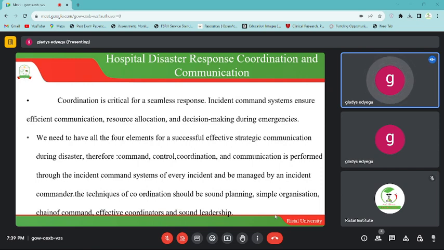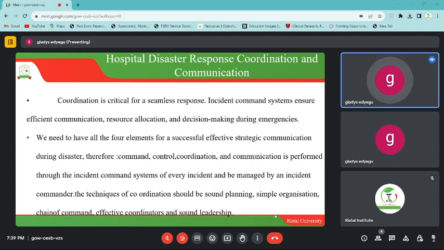Then decision making during emergencies is very key, and you cannot have a decision when you don't communicate. Communication helps us get decisions from different individuals, and we are able to make the right choice or appropriate choice of intervention to address the different emergencies or different disasters.